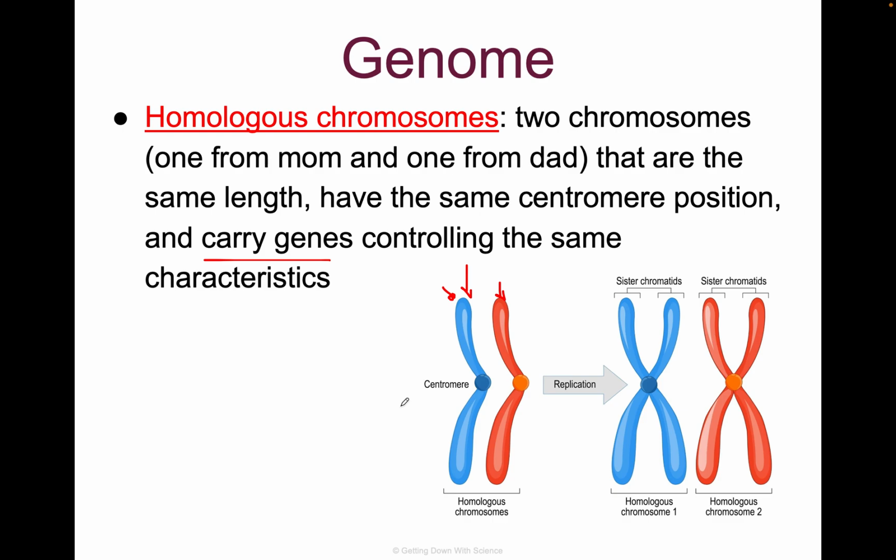When they replicate, here we go. Now we just have homologous chromosome 1 and homologous chromosome 2. These are your sister chromatids when they match up. So this one right here is an exact copy of this one right here. This one right here is an exact copy of this one right here. And they come from mom and dad. Cool.